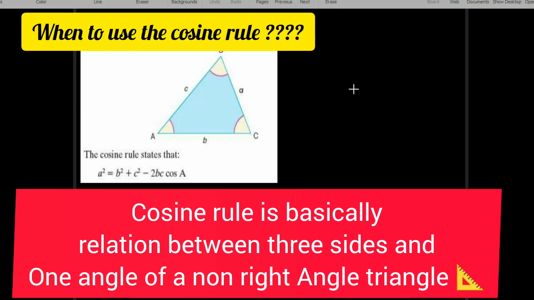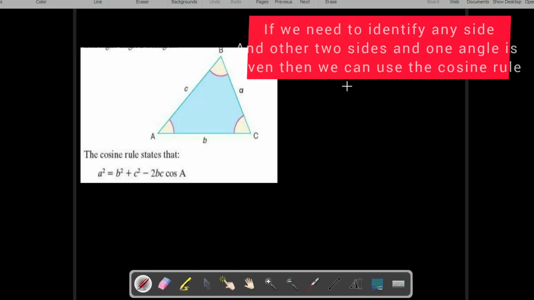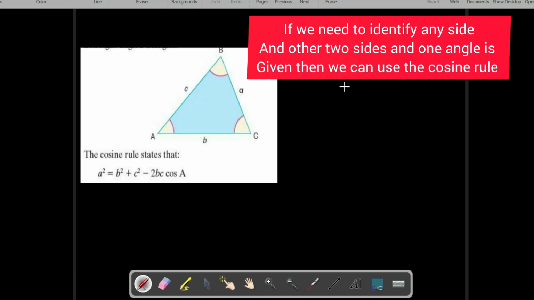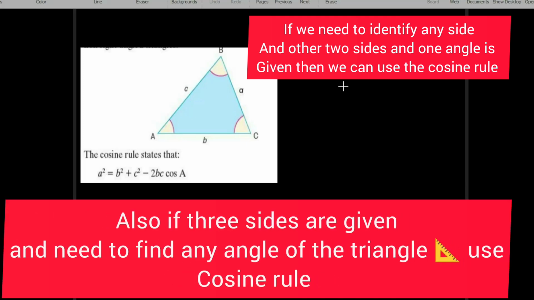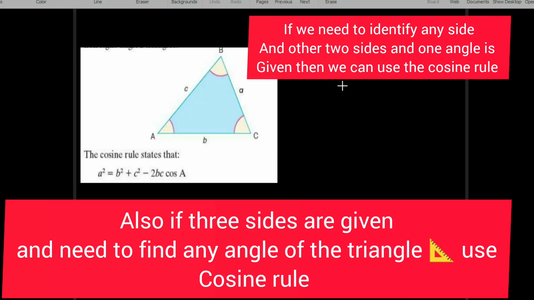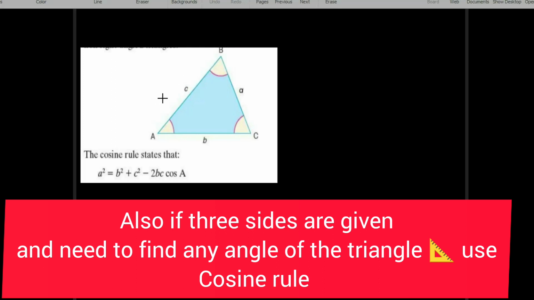What is the cosine rule, how can we use it, and how do we implement it to identify the sides and the angles? The cosine rule basically states that if there is a relation between three sides and one angle, then we can use the cosine rule. This is a non-right angle triangle, and if we have to identify either an angle or a side, we can use the cosine rule.